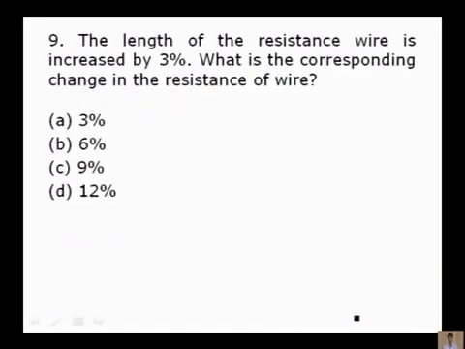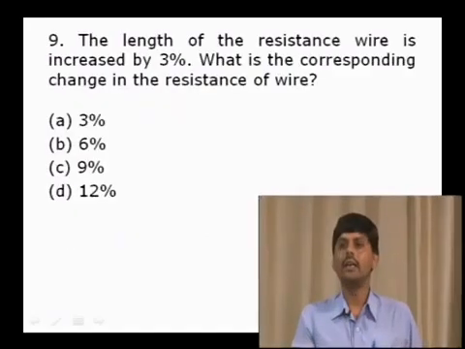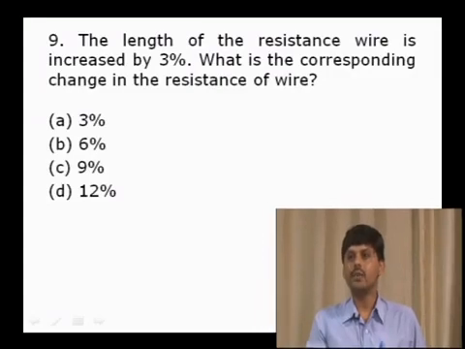Question number 9. The length of the resistance wire is increased by 3%. What is the corresponding change in the resistance of the wire? Here are the options: A, 3%; B, 6%; C, 9%; D, 12%.